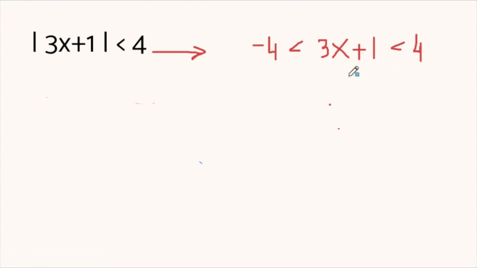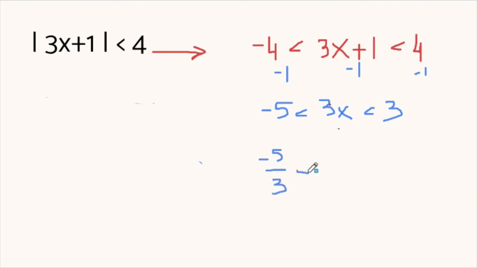Let's start with getting rid of this one. We're going to do -1 on all three sides. So that's going to be -5 less than 3x less than 3. And then we're going to divide all of the sides by 3. -5 divided by 3 is going to be -5/3 less than x less than 1. So our answer is going to be this.